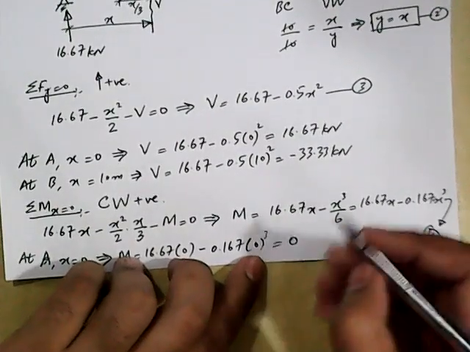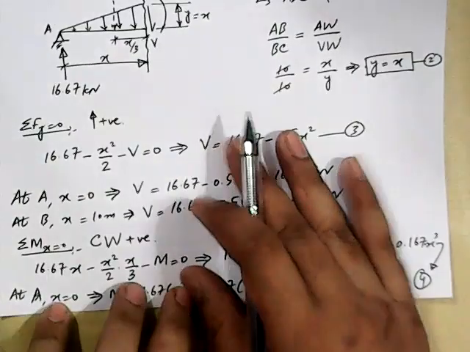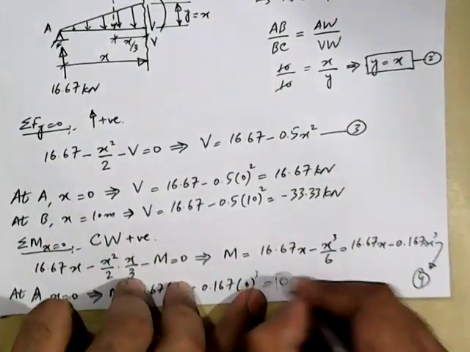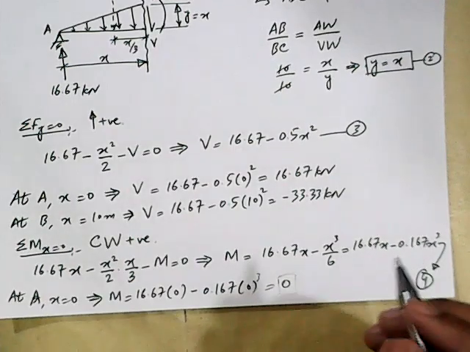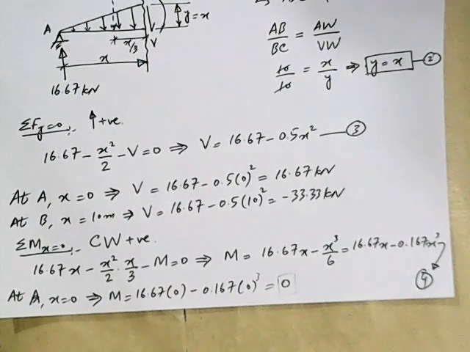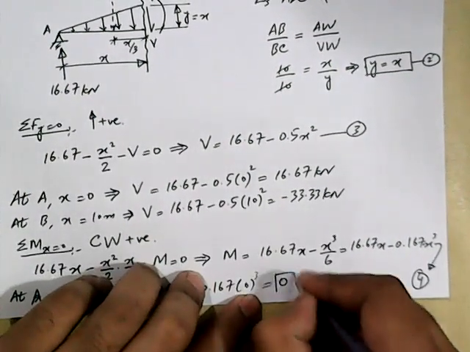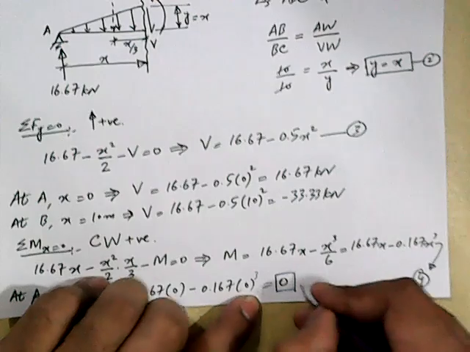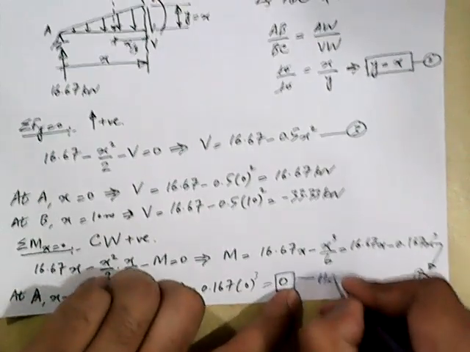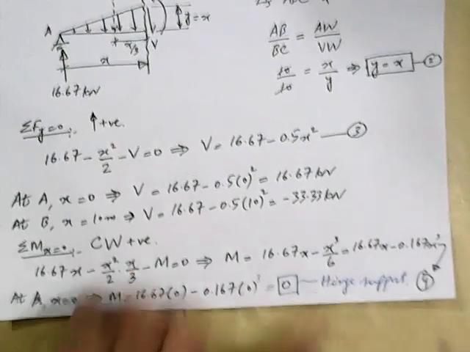And is this 0 logical? What do we have at point A? At point A, we have a hinge support. Okay, let me see, my ballpoint is giving me trouble. Alright, let me change one. Alright, so we have this 0 here, and this is hinge support. So this 0 is logical.